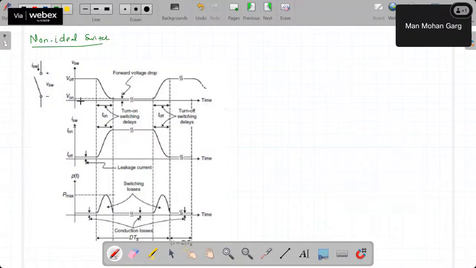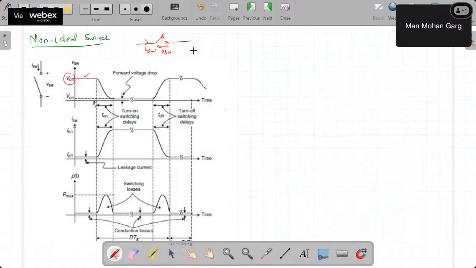At this moment, the switch has a certain voltage, and this is the current through it, again I_SW. This is the voltage across the switch. Whenever the switch is off, what will happen? There will be a certain voltage across the switch. We represent it as V off.